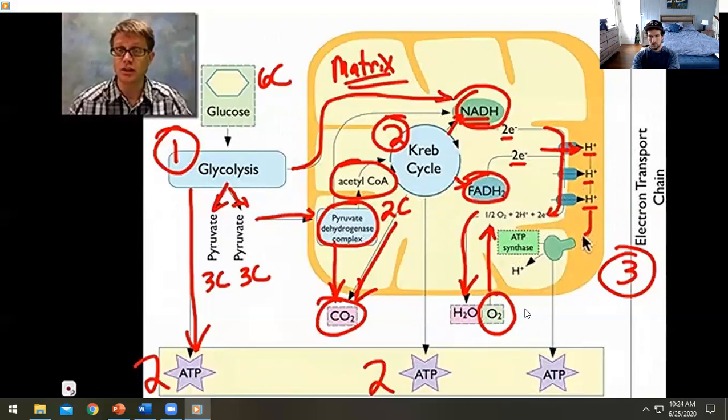What happened to those protons? They'll actually flow through a protein called ATP synthase. Those protons will combine with the electrons and the oxygen, and it's going to make water, which is going to be a byproduct of that.